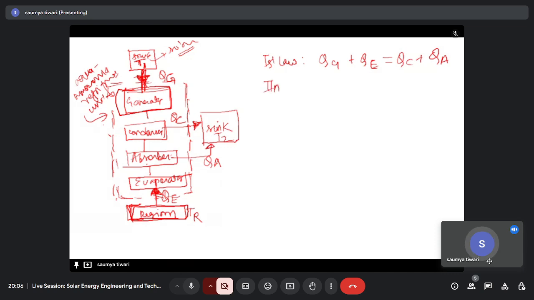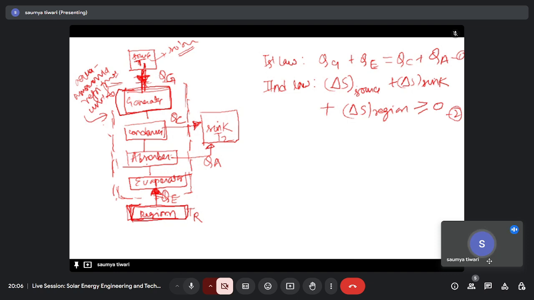Now if you write the second law of thermodynamics, the change in entropy of your source plus your sink and plus this particular region should be greater than or equal to 0. So these are the two equations.